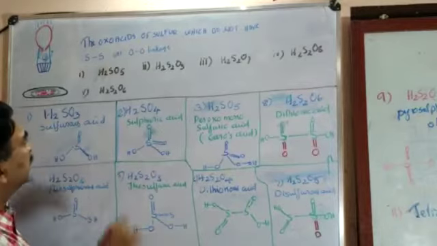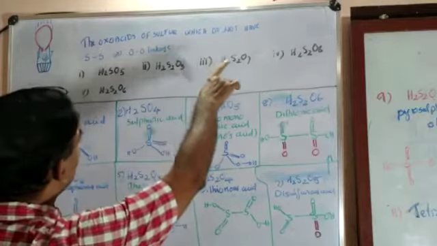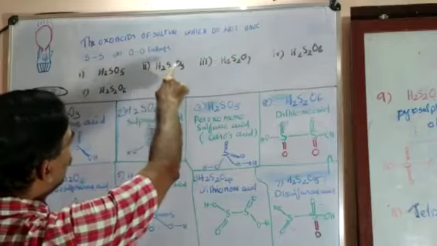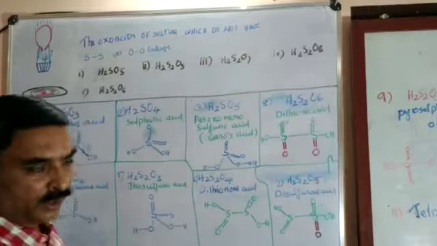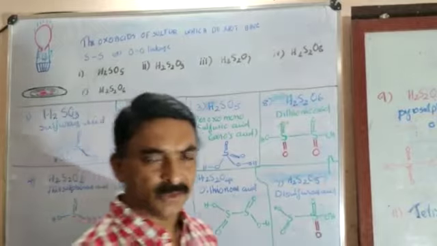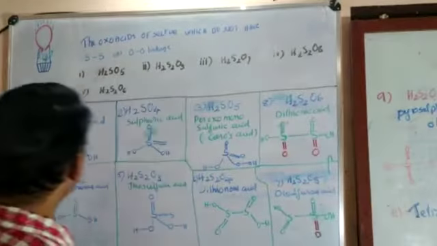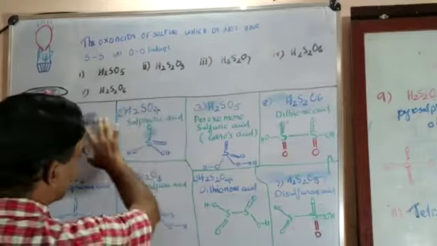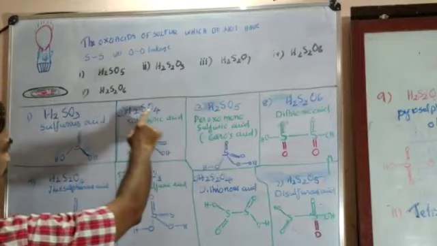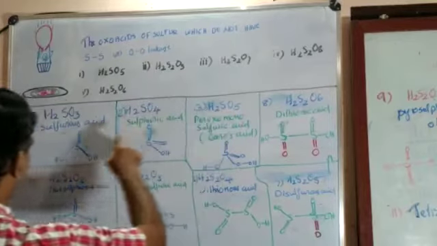The question is: the oxo acids of sulfur which do not have SS or OO linkage among the following. Okay, to answer that we must know the structures of these acids. First, see these three. Remember these three together: H2SO3, H2SO4, H2SO5.